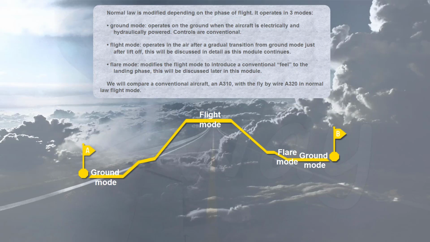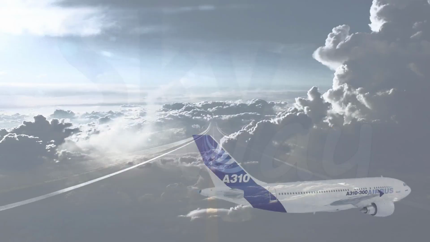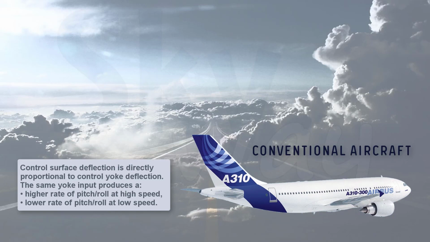We will compare a conventional aircraft, an A310, with the fly-by-wire A320 in normal law or flight mode. Control surface deflection is directly proportional to control yoke deflection. The same yoke input produces a higher rate of pitch and roll at high speed, and a lower rate of pitch and roll at low speed.